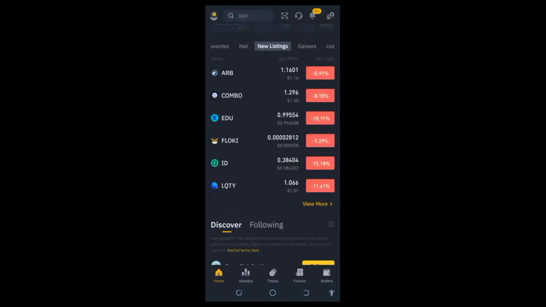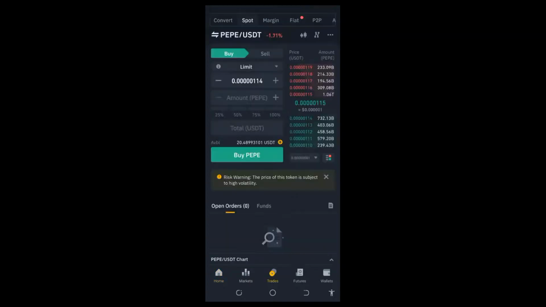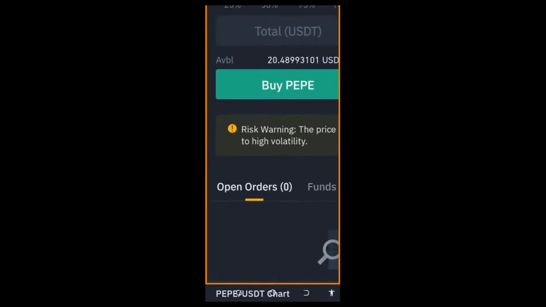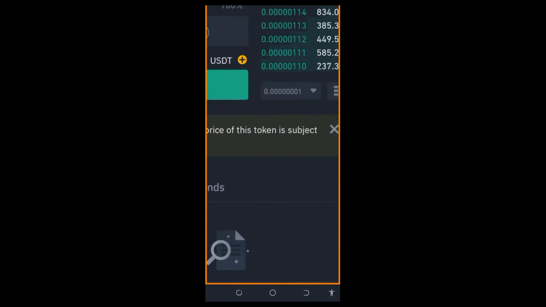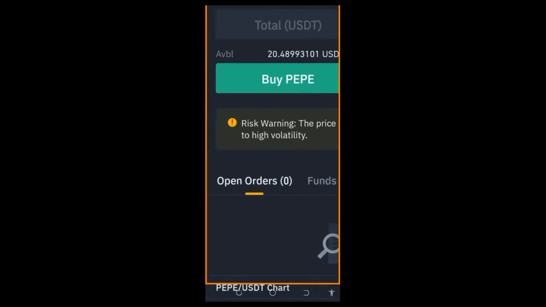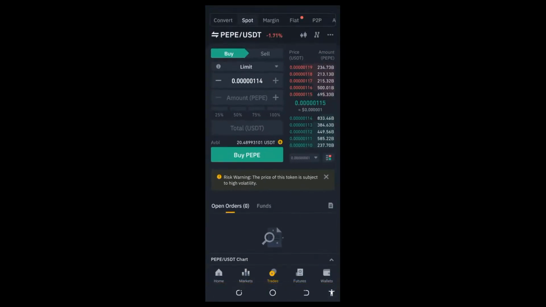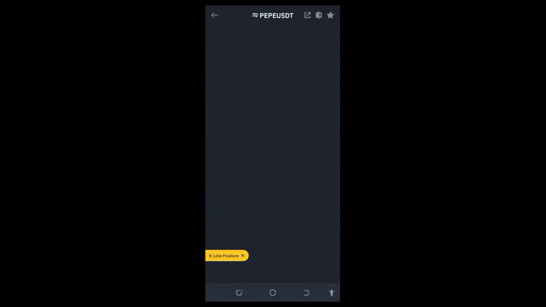Now, of course, I was just carried away by the fact that it's new. But the truth of the matter is, it's one of the new coins on the block, right? So it's quite given to a lot of volatility. Because if you take a look at what they said here, it says risk warning. The price of this token is subject to high volatility, very high. So that means at some point it can unnecessarily drop, and at some point it can unnecessarily rise, just like you can see here.